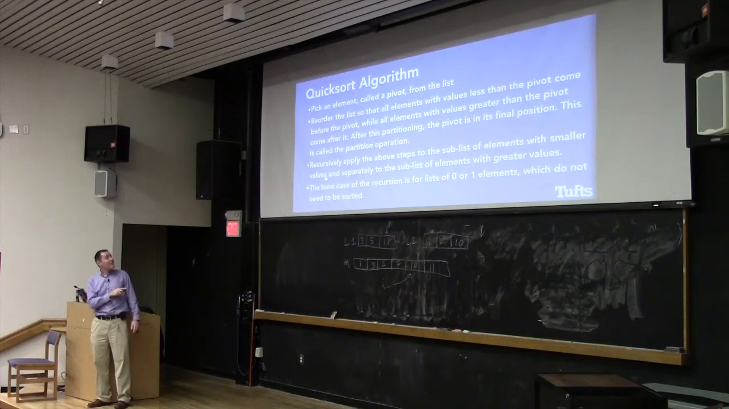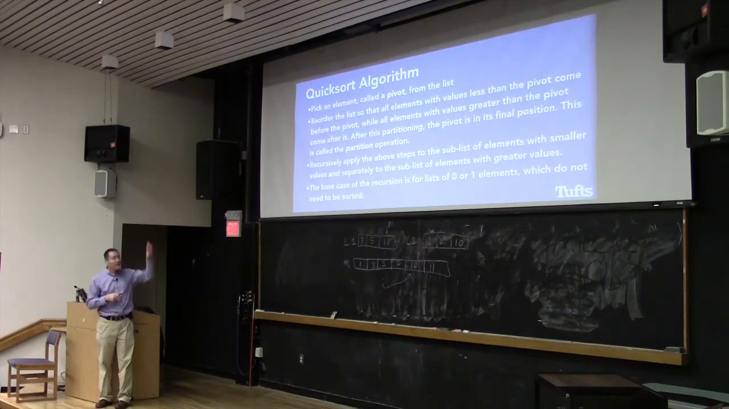And then in the recursion, the base case is when you have a list of 0 elements or 1 element. Because as we all already said, a list of 1 element is already sorted. Also, a list of 0 elements is also already sorted. So that's your algorithm.